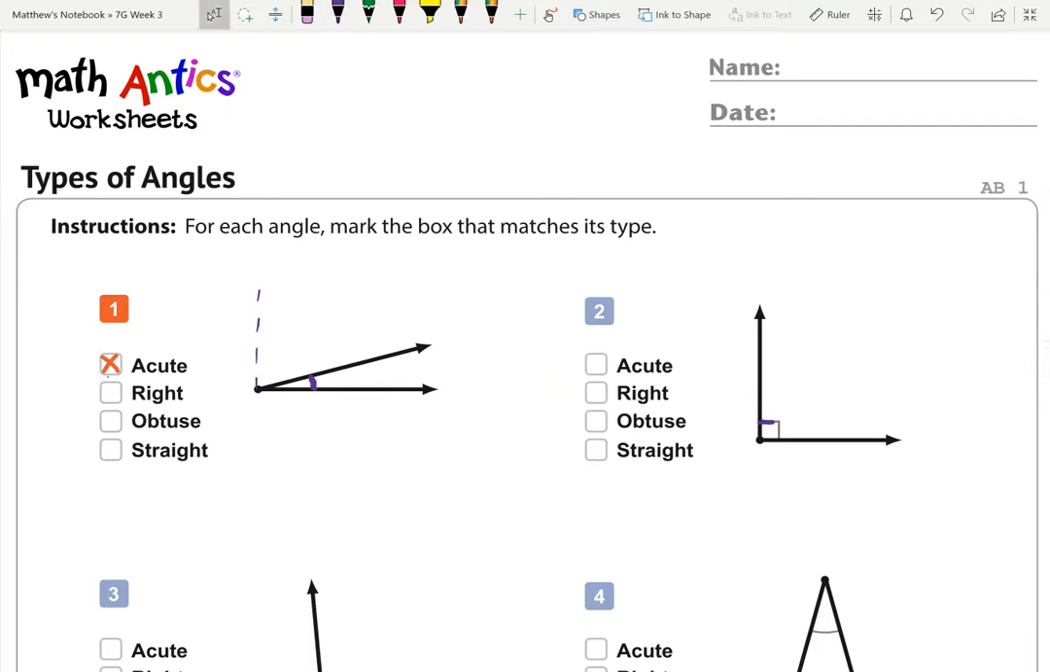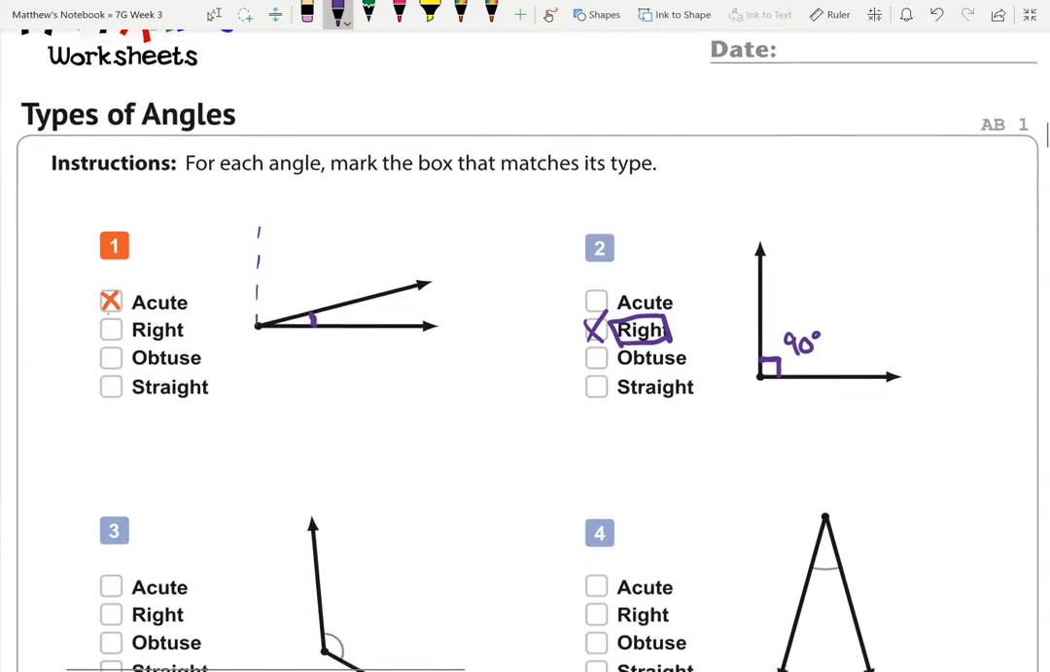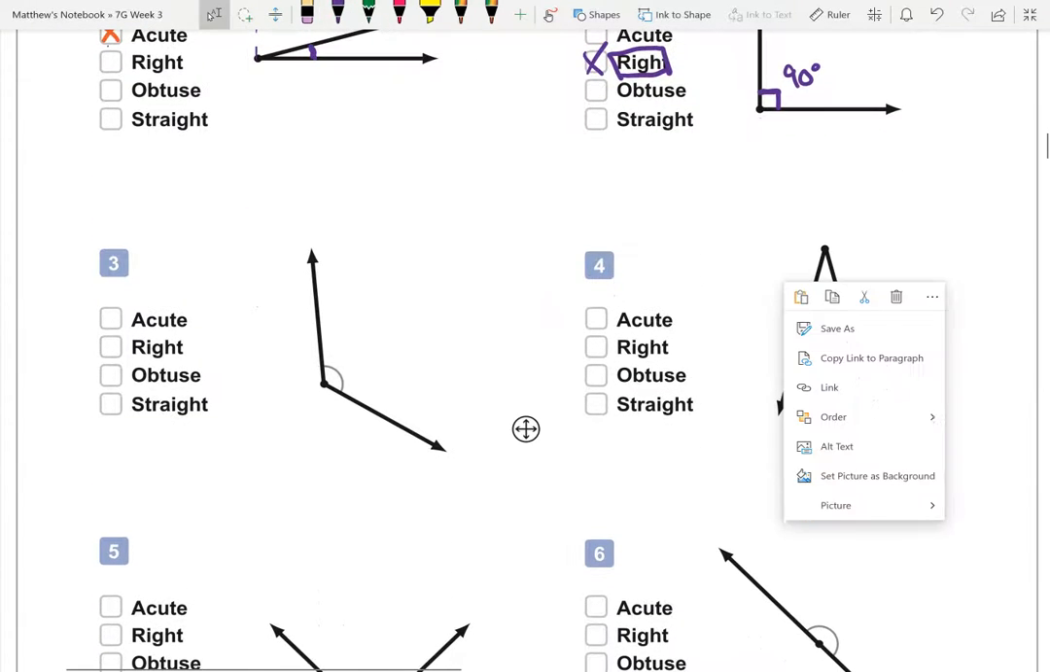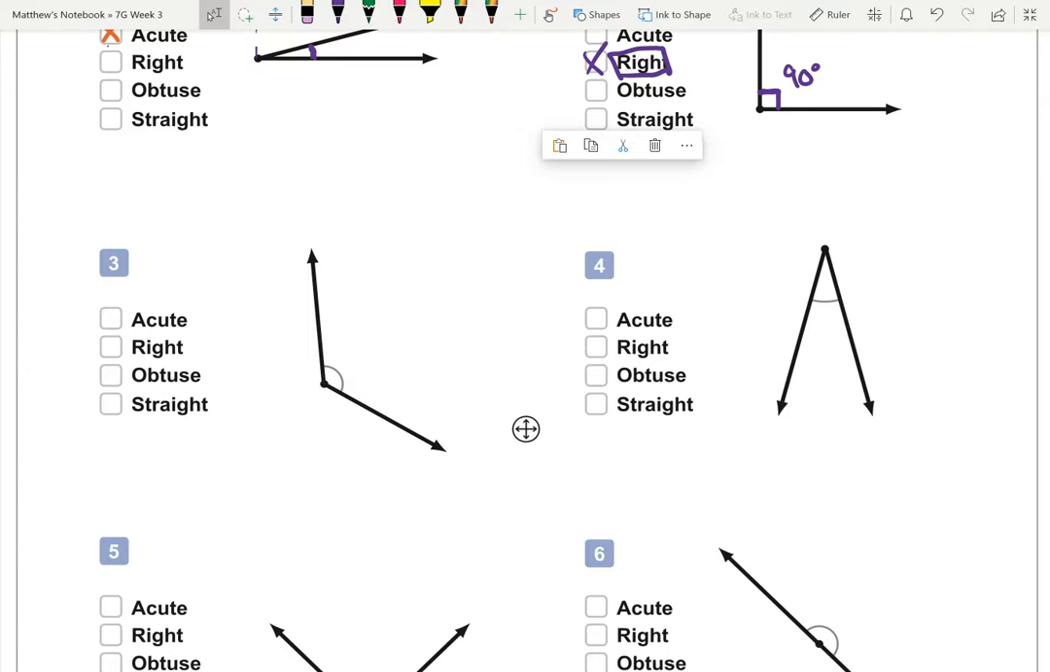This next example, we see it forms a perfect corner, 90 degrees. And this is known as a right angle. Next, we look at a measure that is more than 90 degrees, right? Because if we had a 90-degree line, it'd be about right here. That'd be close to 90 degrees. But notice it goes past 90 degrees. And so since it's greater than a right angle, we call it obtuse.